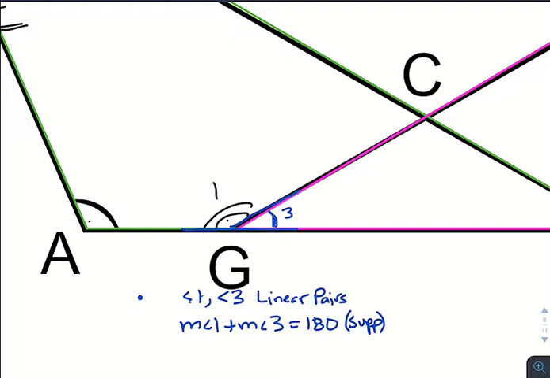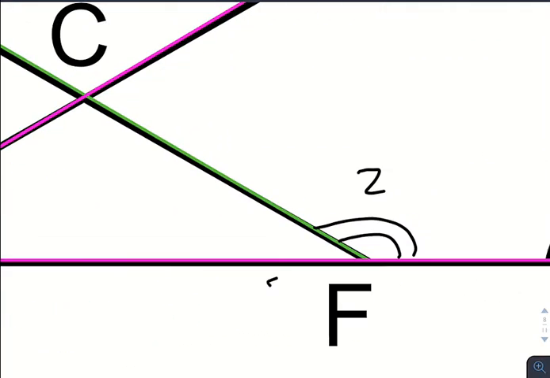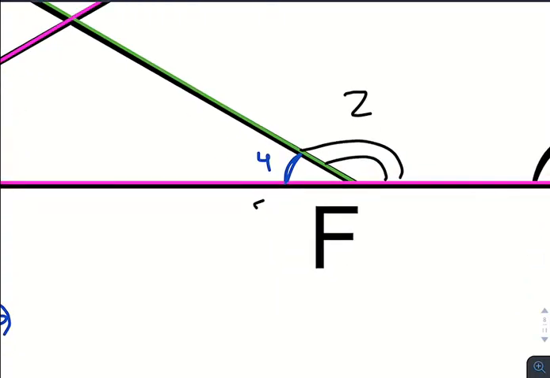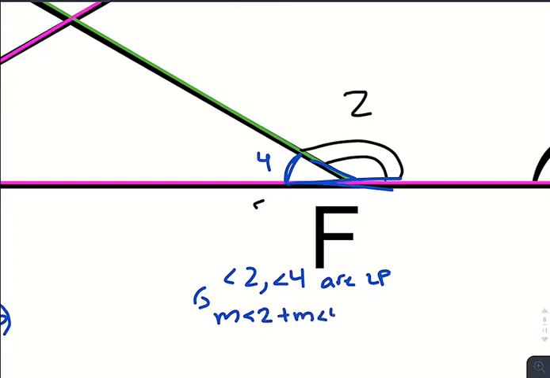If we slide over to this one, we're going to see a similar relationship. Let's call that angle 4. So it's almost identical. They're going to form a line together. And so angle 2 and angle 4 are linear pairs, I'm going to say LP, which means that the measure of angle 2 plus the measure of angle 4 has to be 180 degrees.